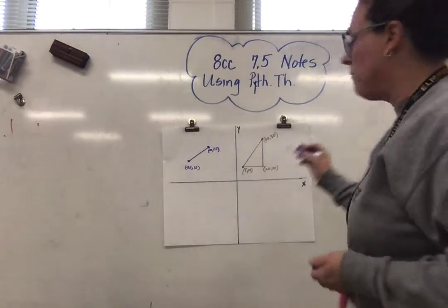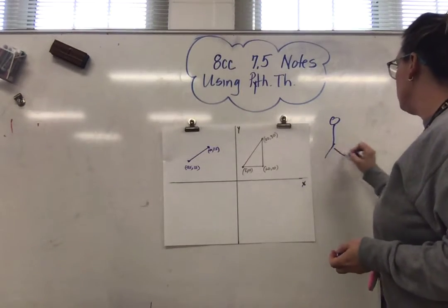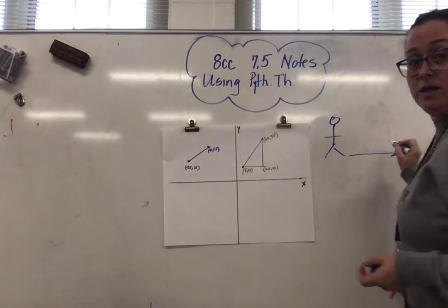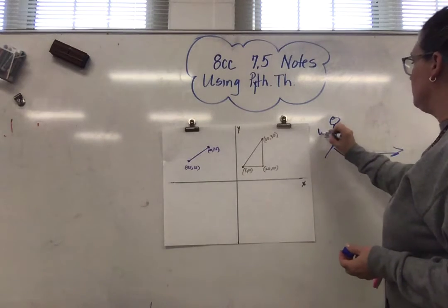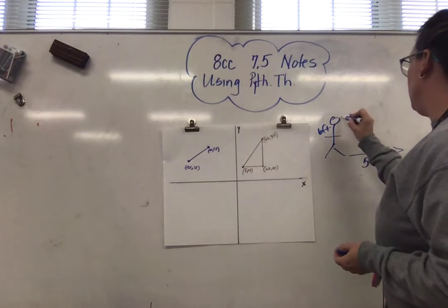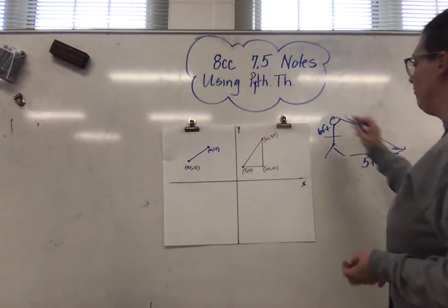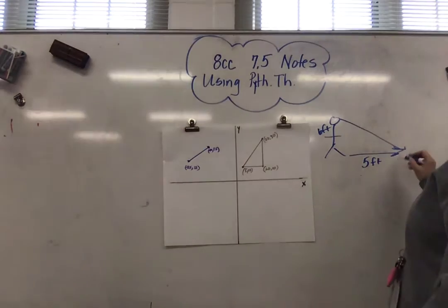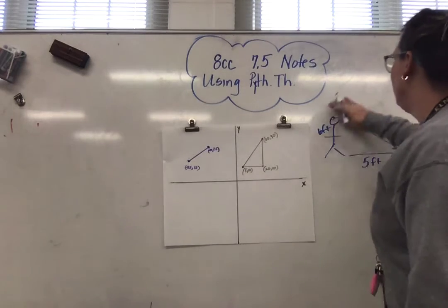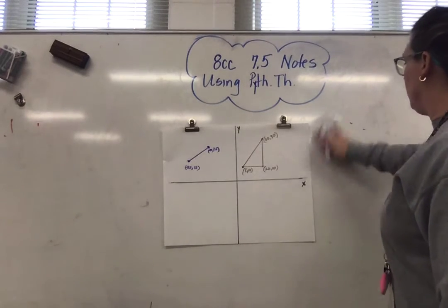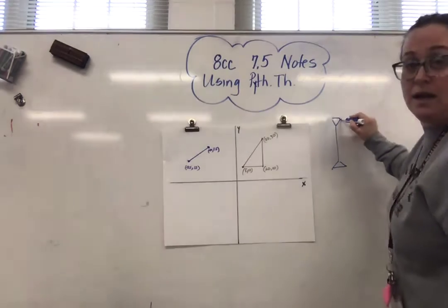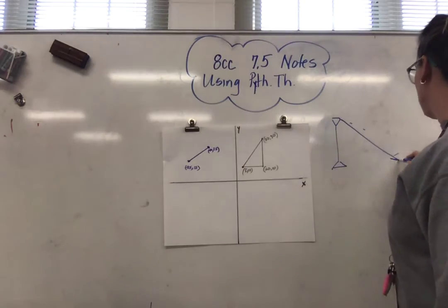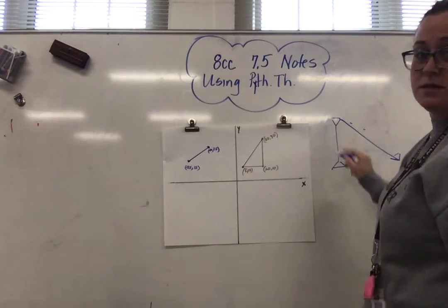Some of those problems are going to be things like, if I'm standing here and my shadow is here at 5 feet, and I am 6 feet, if I have x-ray vision, how far is my x-ray vision to get to the end of my shadow? Or you'll see stuff like, if I have a light, and the light is shining here and the lamp post is this tall.